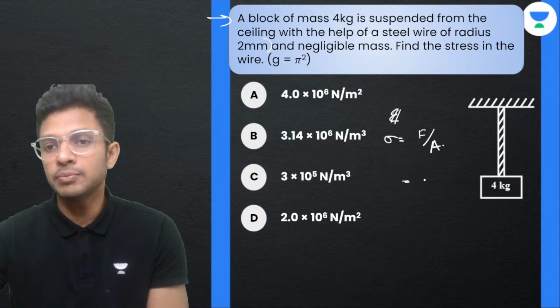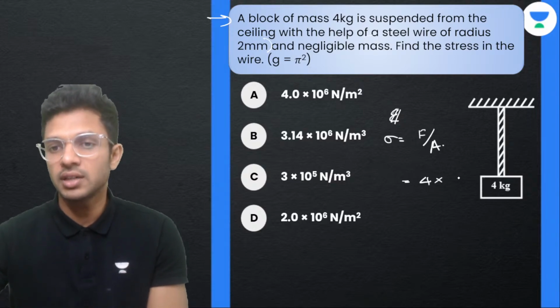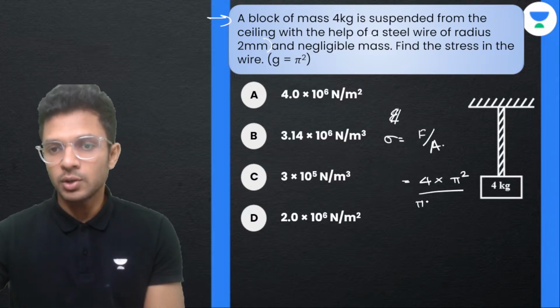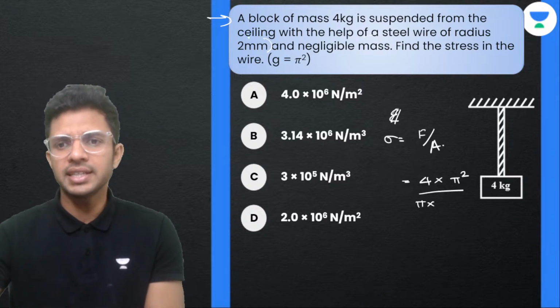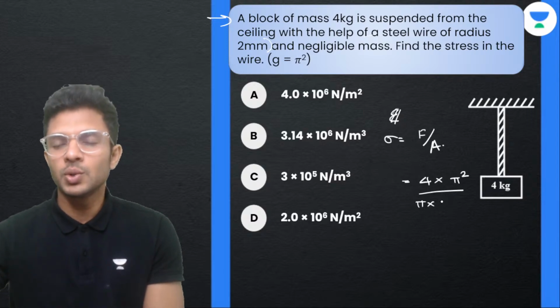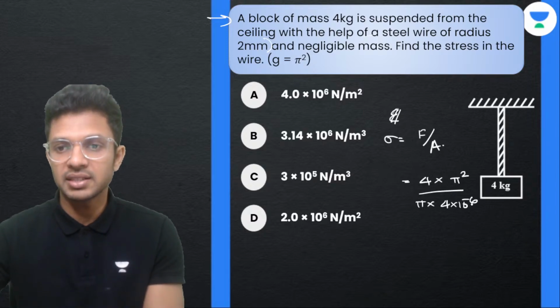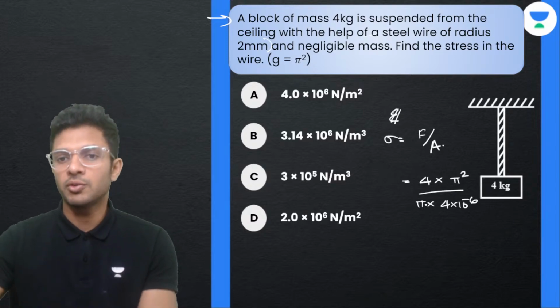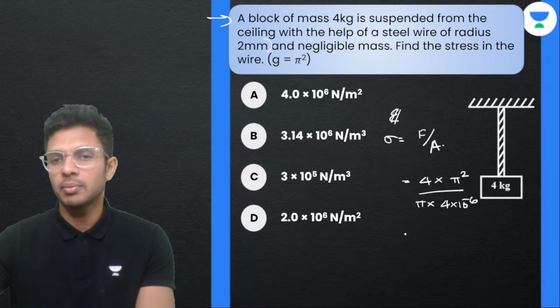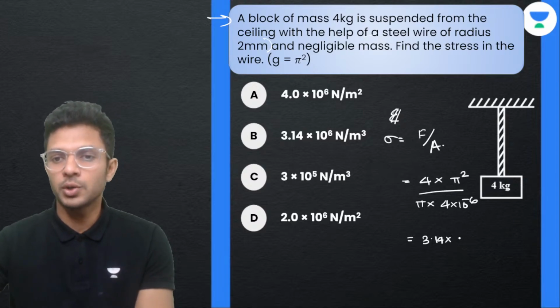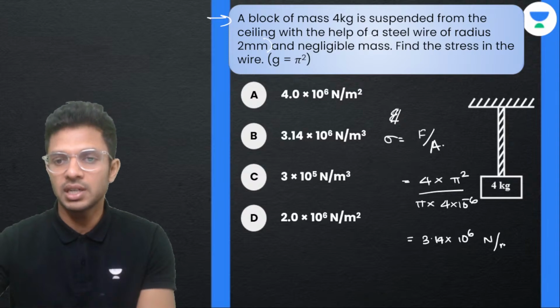So force will be equal to mg. m is 4 and g they asked us to consider as pi square, so force is 4 pi square. Area is equal to pi r square. Radius is 2 millimeter, so 2 into 10 power minus 3 meters. Square it, 4 into 10 power minus 6. So 4 cancels, pi cancels, remaining pi on the numerator which is 3.14. 10 power minus 6 goes up, that's 10 power 6. So it's 3.14 into 10 power 6 Newton per meter square, and that's the stress.